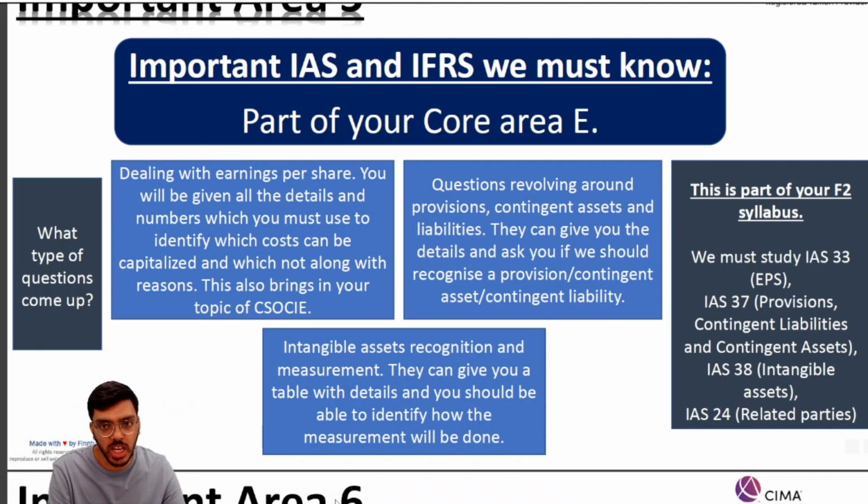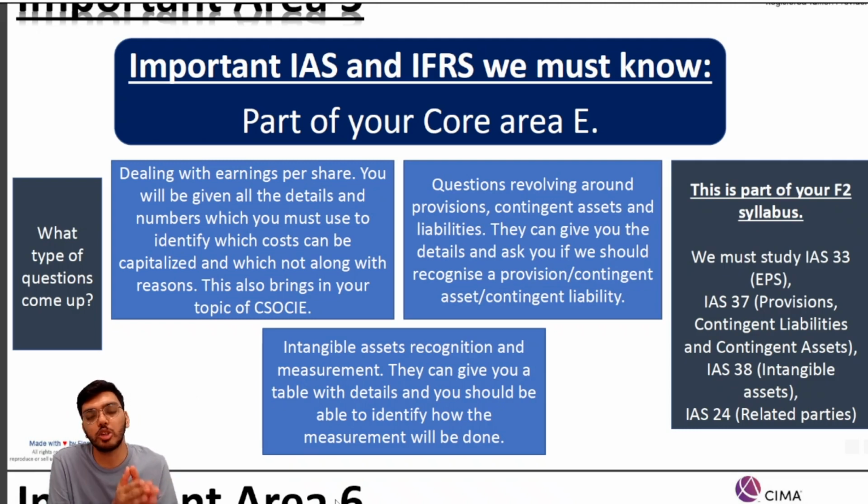These are part of your core area E, so obviously questions on this will come up in the exam. So what type of questions come up here? First and foremost, dealing with earnings per share. So sometimes you have a quoted company, sometimes in your pre-seen they would have given you a quoted company, or it's an unquoted company as well, and then an exam scenario comes up where they tell you that the company is getting listed. Hence, the perspective of earnings per share comes into the picture. So you will be given all the details and numbers which you must use to identify which costs can be capitalized and which not, along with reasons.